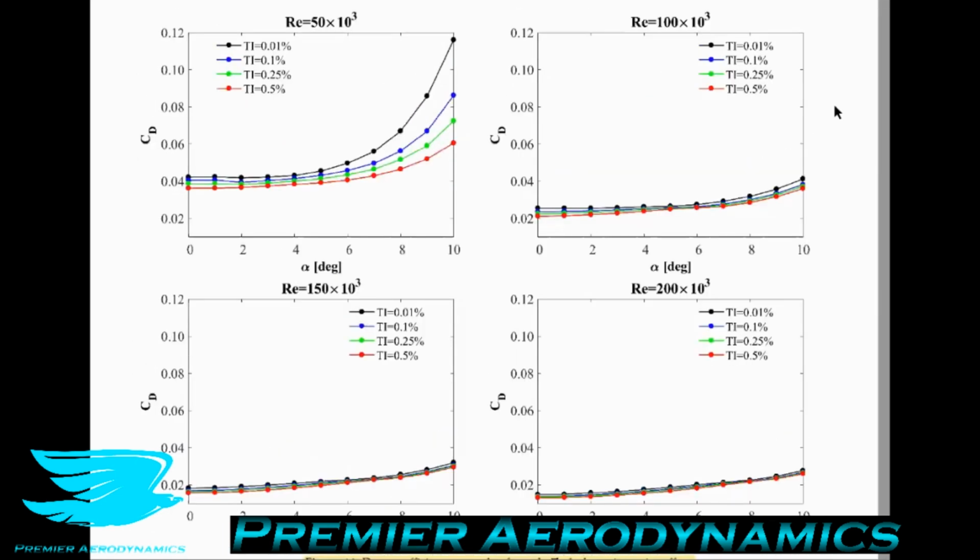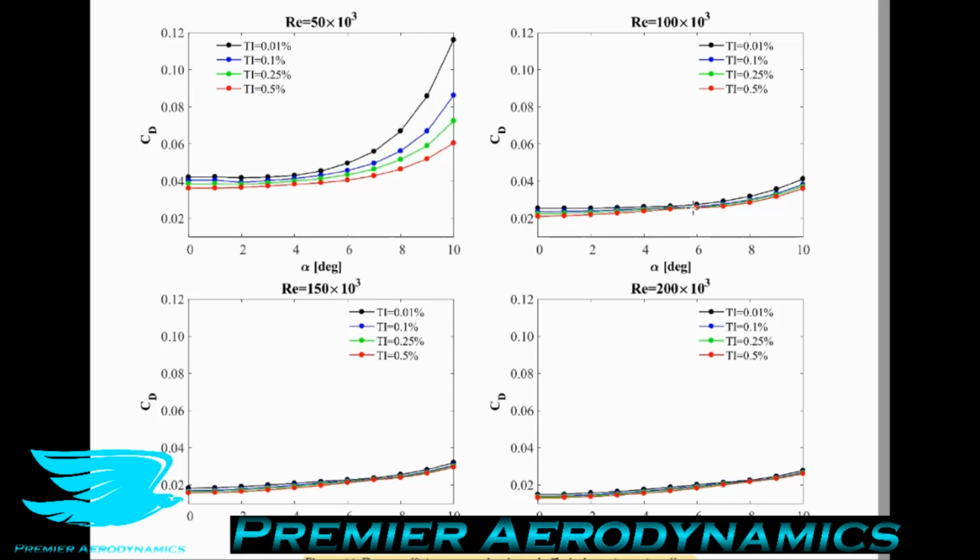Here we go. So one thing that stands out clearly is that at low Reynolds numbers, i.e. 50,000, so this one here, the turbulence intensity has a major effect on the drag coefficient. For example, at 4 degrees, when the turbulence intensity is increased from 0.01% to 0.5%, the drag drops by like 10%. So that's still quite a major reduction, even though we have a small increase in the turbulence intensity level. As the Reynolds number increases, the effects of the turbulence intensity are largely non-existent.